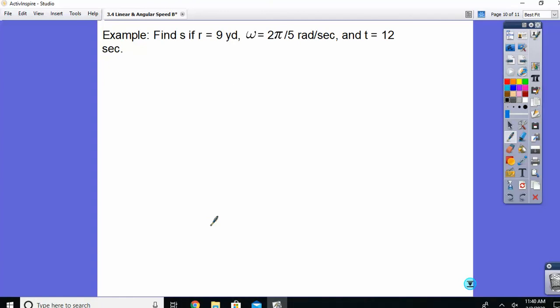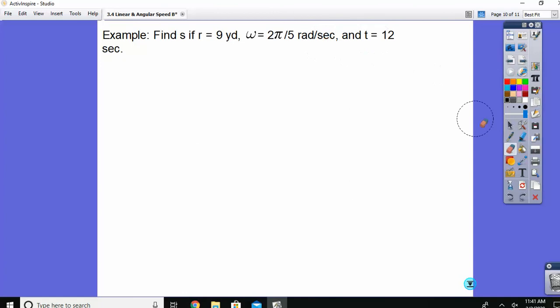Find S if R equals 9 yards, omega equals 2 pi over 5 radians per second, and t equals 12 seconds. Random thoughts, because it just popped in my head. What if I had said t equals 12 minutes here? What would you need to do first? Change it, because this is radians per second, your time needs to be in seconds. So always make sure that your units match.